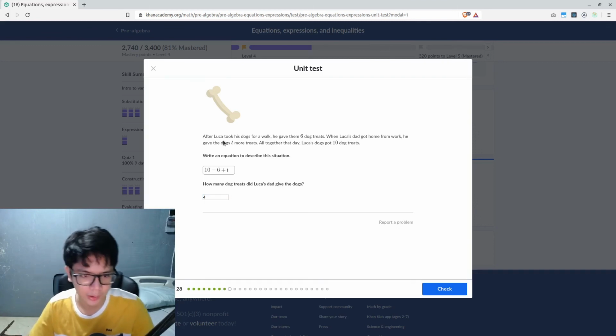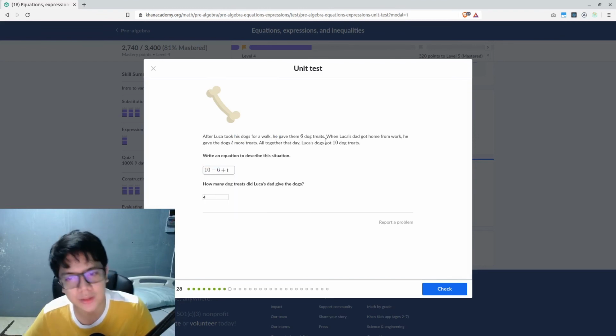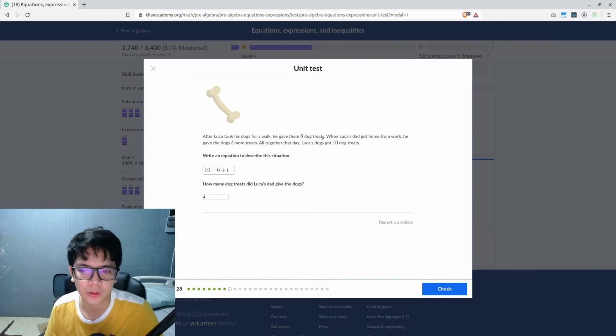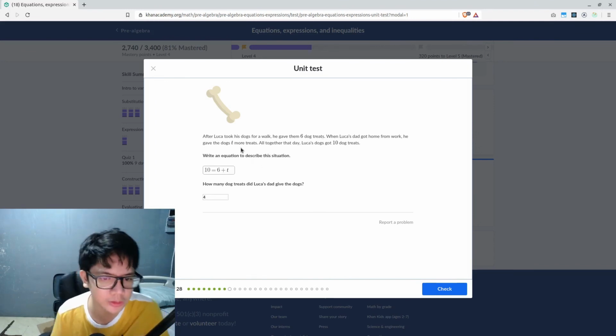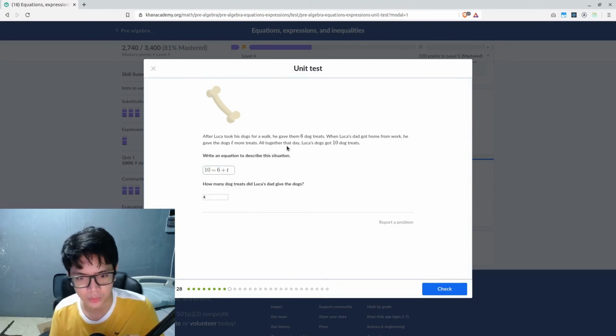Let's do this one more time. After Luca took his dogs for a walk, he gave them 6 dog treats. When Luca's dad got home from work, he gave the dogs 3 more treats. Altogether, Luca's dogs got 10.